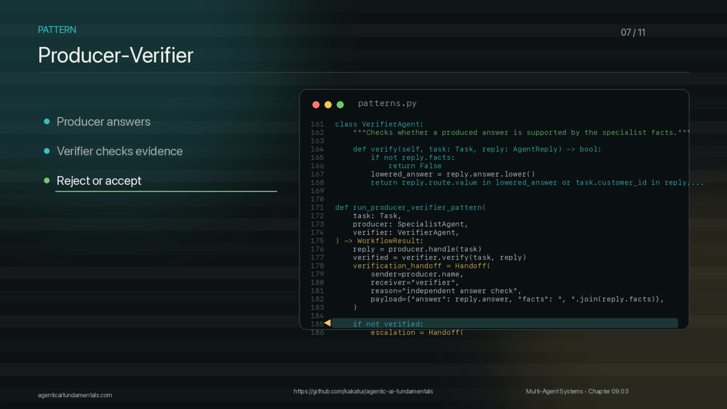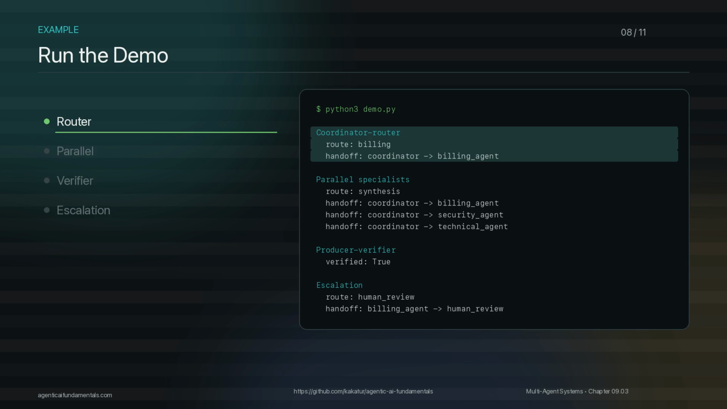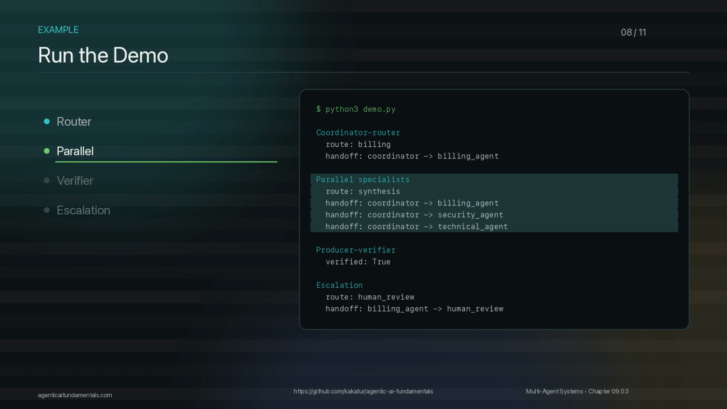If the verifier rejects the answer, the workflow does not pretend everything is fine. It records a verification handoff, then sends the work to human review. Now run the demo. The router case sends a duplicate charge to billing. The output shows the route, confidence, answer, and coordinator to billing handoff.